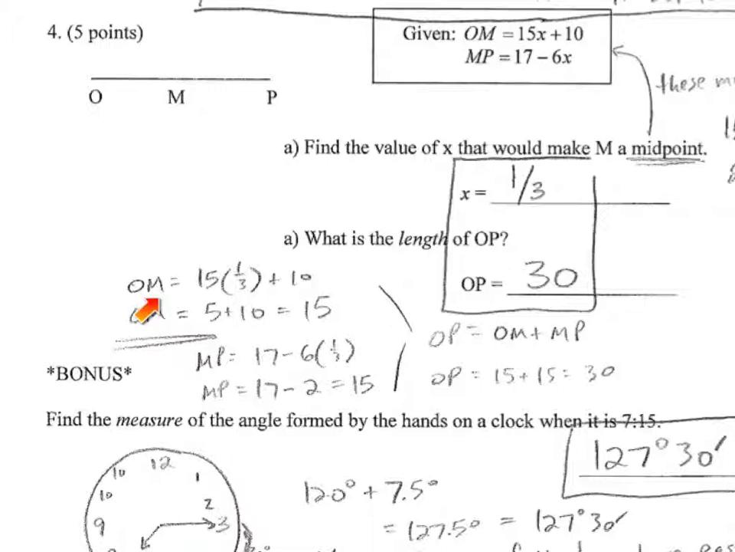I'm going to take OM and plug in 1/3. A third of 15 added to 10 more gives me 15. I should come up with the same amount for MP, which I do, but they should match since M is a midpoint. 15 and 15 gives me 30. Therefore, the length of segment OP is 30 units long.